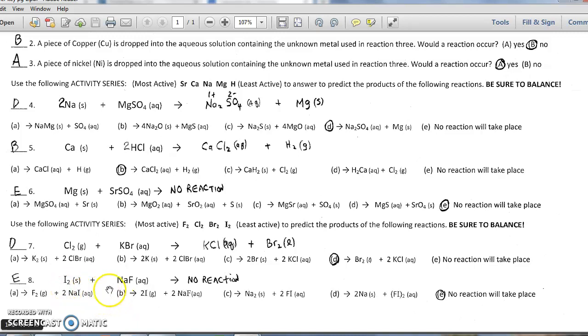Can iodine replace fluorine in solution? In other words, can iodine strip electrons off an F minus? Absolutely not. Fluorine's the most active of the halogens. Iodine's least active. A big, large iodine cannot rip electrons off a small, tiny fluorine. That is no reaction.